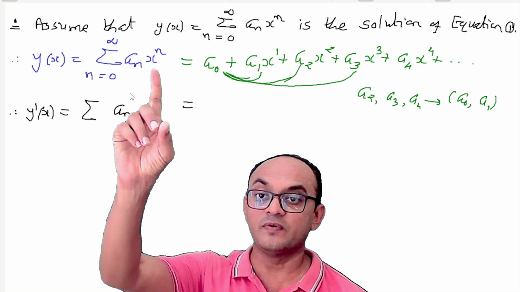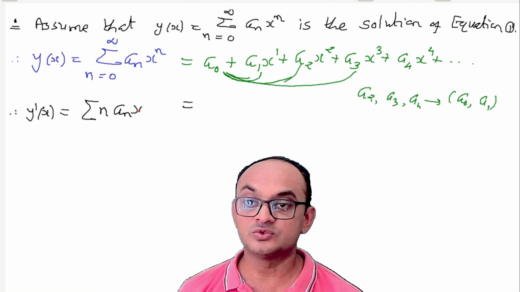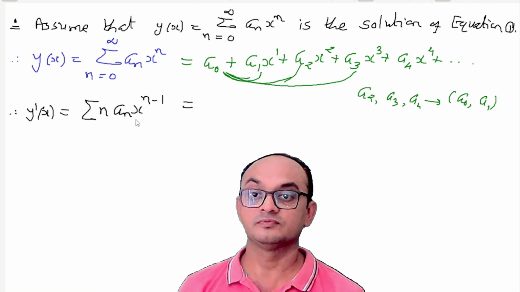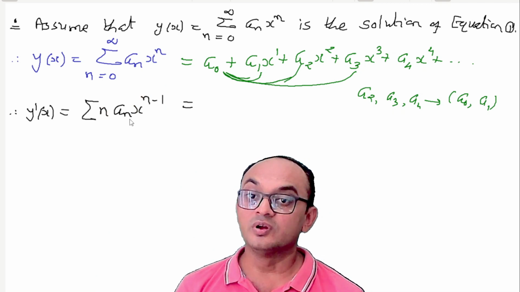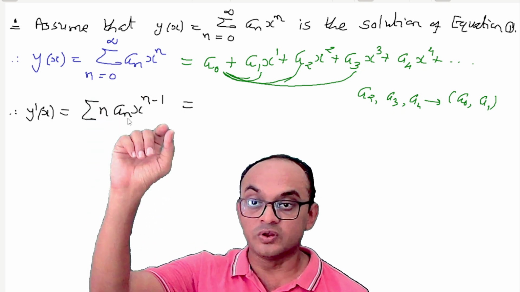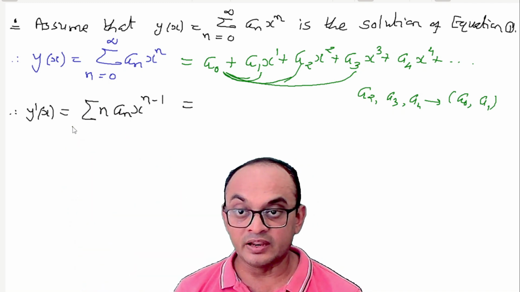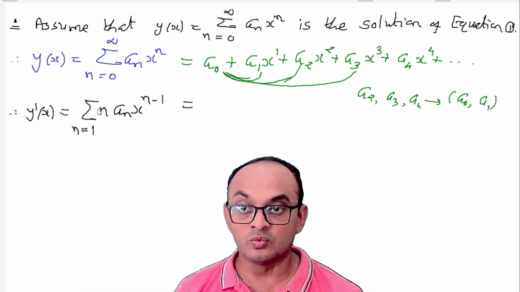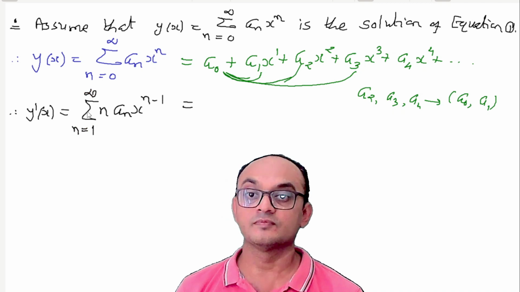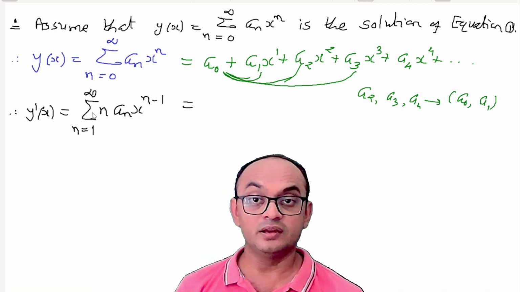What is the derivative of x raised to n? It is n into x raised to n minus 1. Right. Now, what about the suffix? Here it is 0 to infinity. Should I write 0 to infinity? I am writing here n is equal to 1 to infinity. Can you tell me why I have written 1 here?